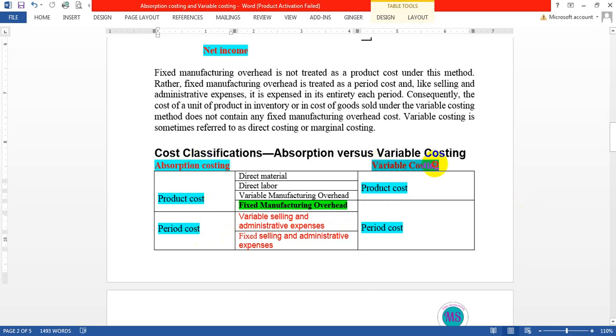And what about my variable costing? In variable costing product cost, we consider only the direct material, direct labor, and the variable manufacturing overhead. We take only these three, or we can say the variable cost. Direct material, labor, and variable manufacturing become my product cost, and the fixed manufacturing overhead cost becomes my period cost. We treat the fixed manufacturing cost as a period cost in the variable costing method. Clear? I hope you understand. Thanks.